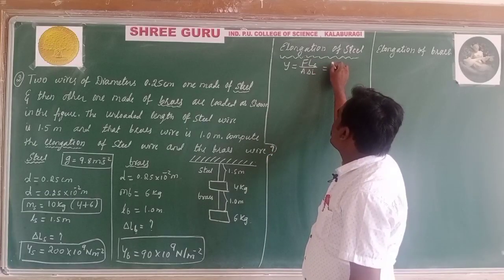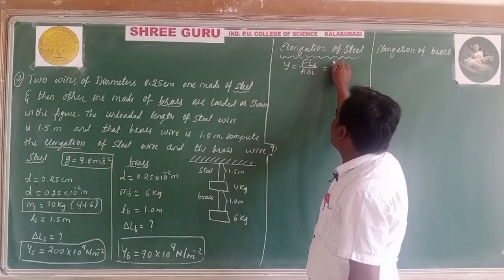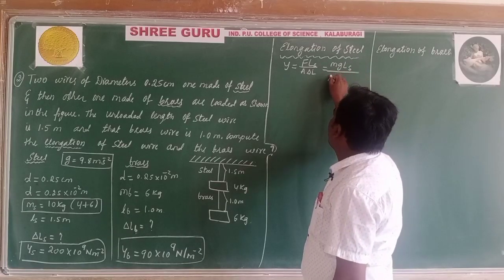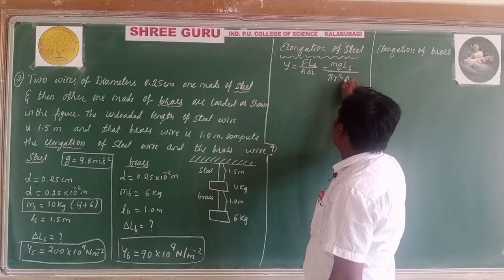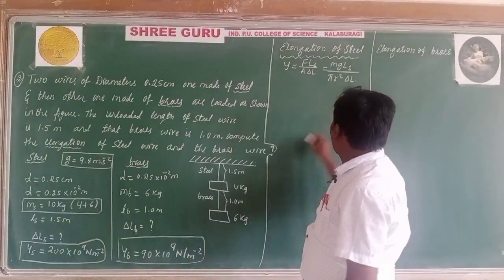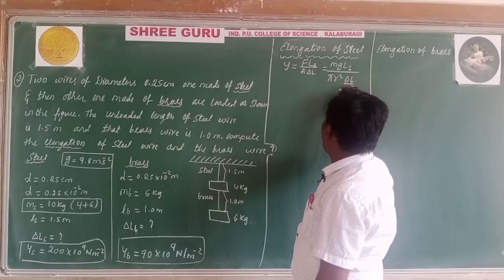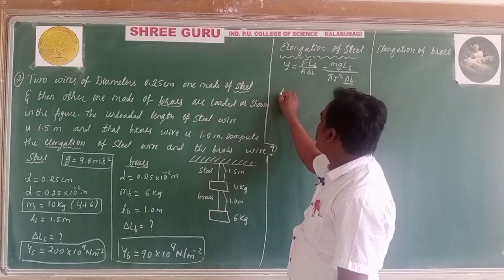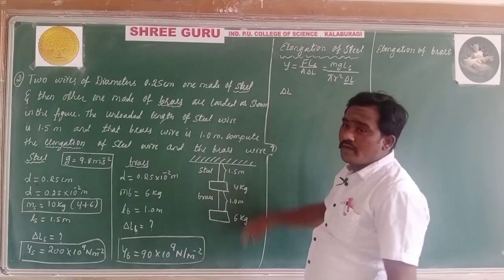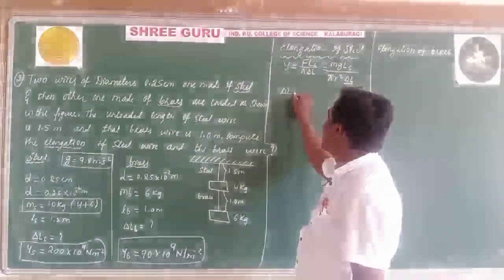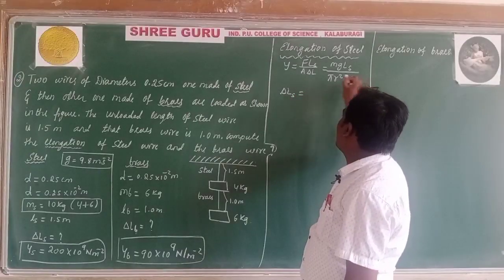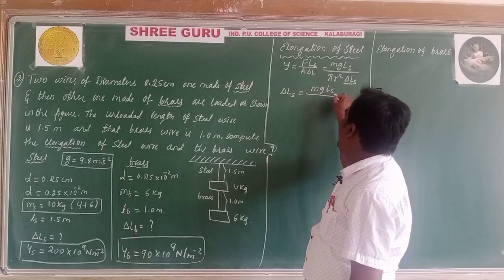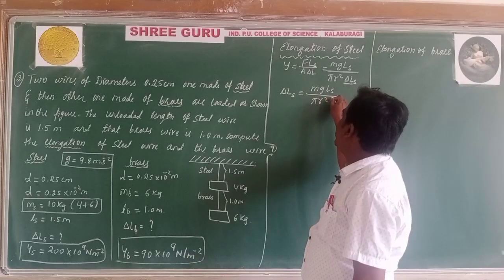Force F is equal to M into G, and Young's modulus Y is equal to F into LS divided by area, that is pi R square into delta L. We want this delta L, that's why I am going to convert this formula. I will send this delta L this side and take Y this side. Delta L for the steel rod, that is delta LS, is equal to M G LS divided by pi R square into Y.